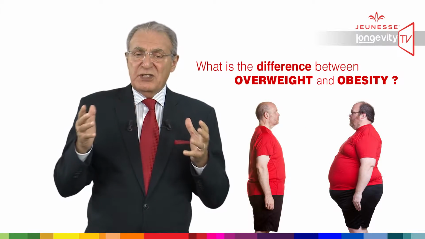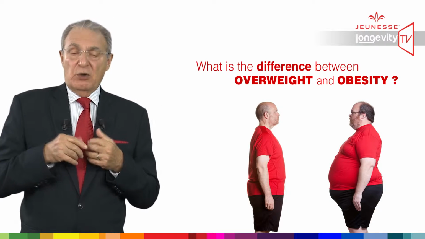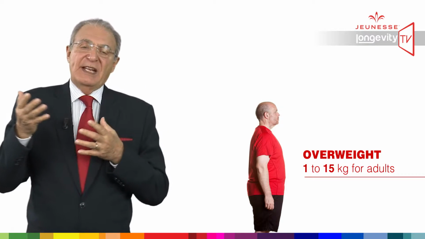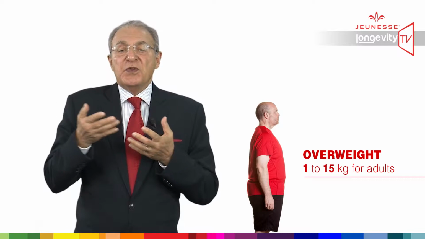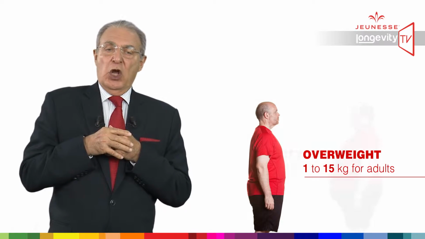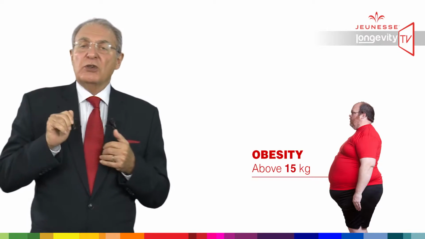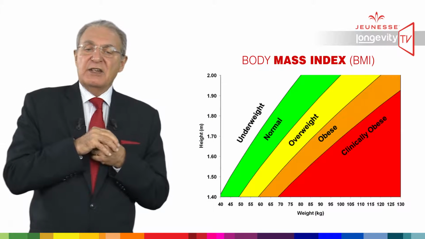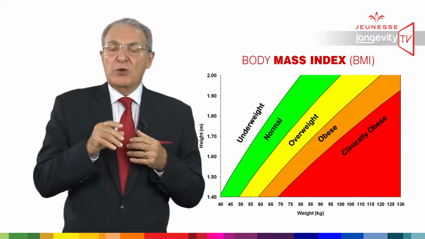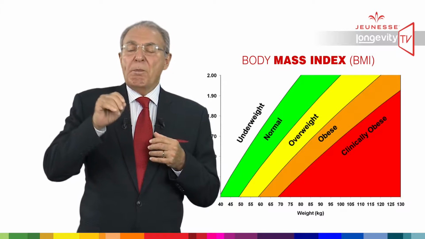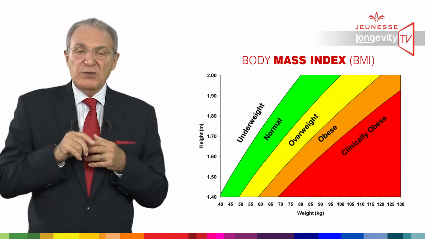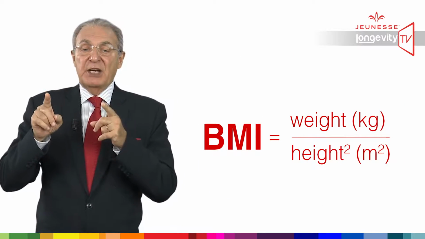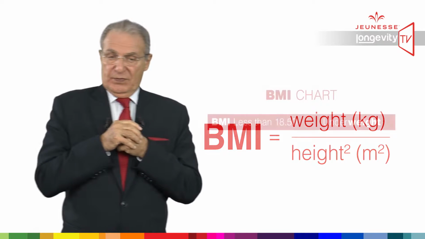So what is the difference between overweight and obese? Overweight means that you gain only a few kilos above standard, from 1 to 15 kilos for adults. Above this threshold, you're considered obese. If you wish to get more detailed information, then you have to calculate your BMI, which means your body mass index, by using the following formula: your weight in kilos divided by your height in square meters.